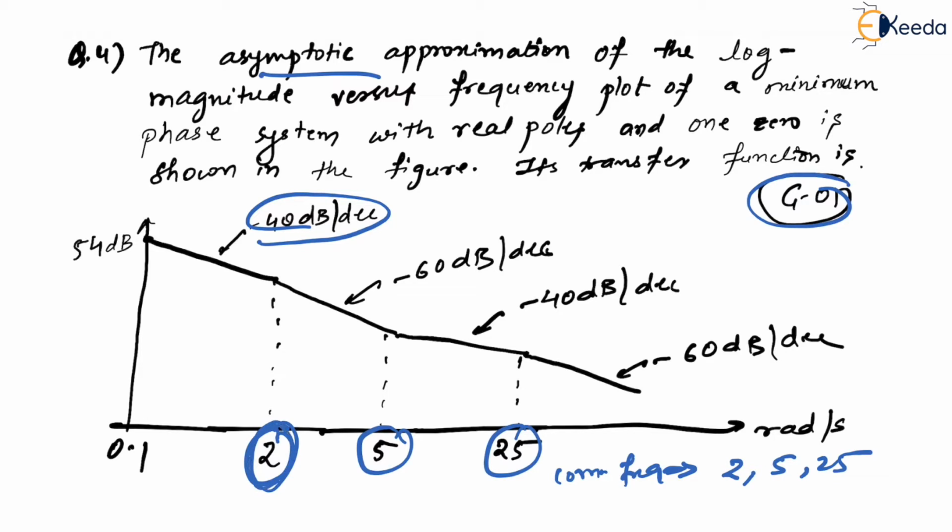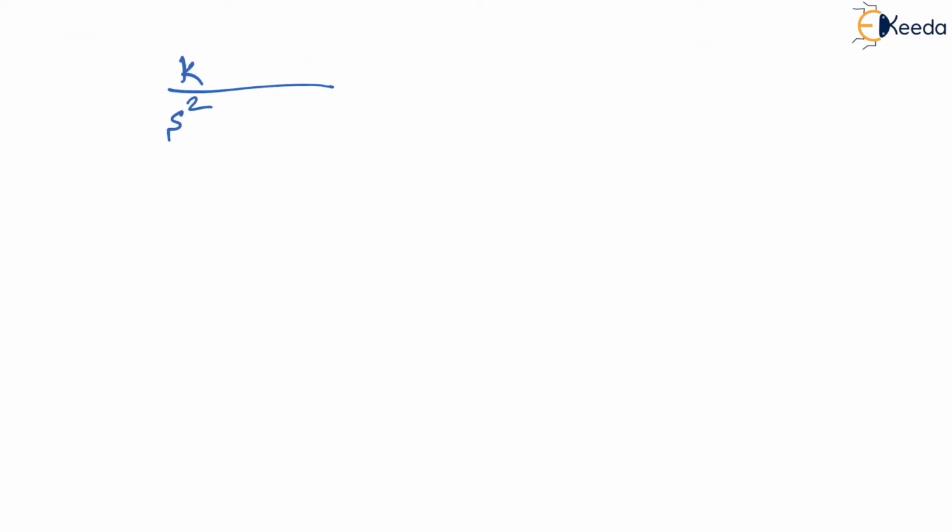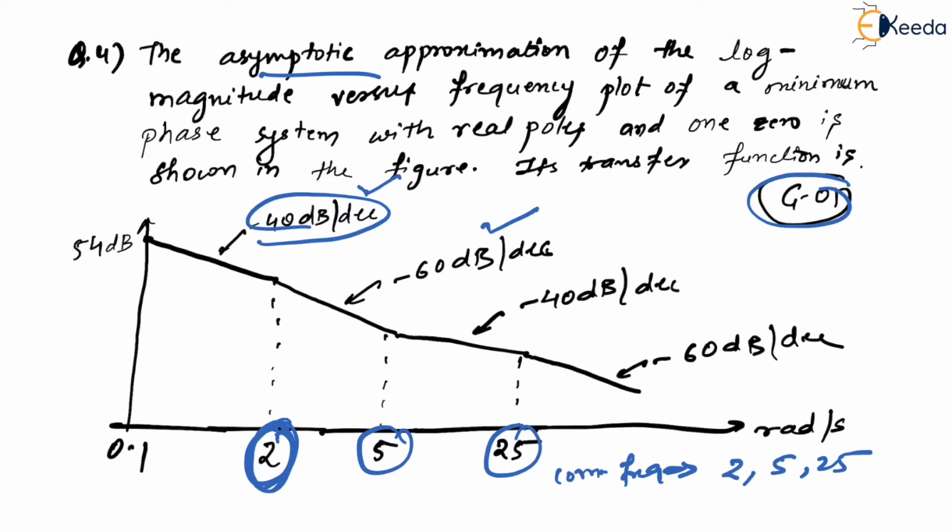Next one is what? What is happening at 2? The slope, which was initially minus 40 dB, has now turned out to be minus 60 dB, which means what? Slope has increased. If my slope has increased, definitely at 2 there has to be a pole. So at 2, I have got a pole, so this becomes S plus 2. Is that correct? Yes.